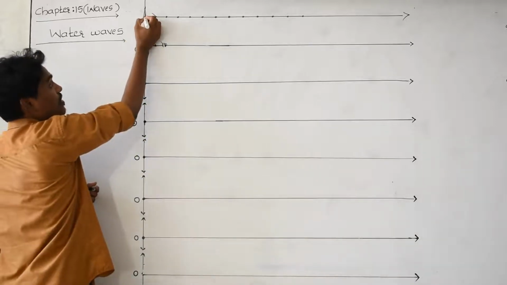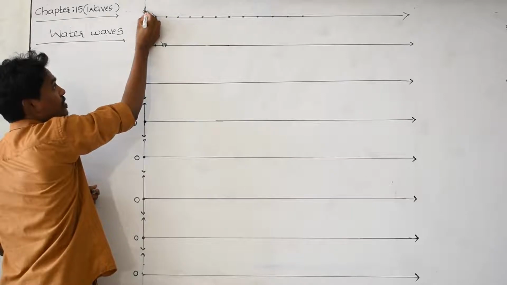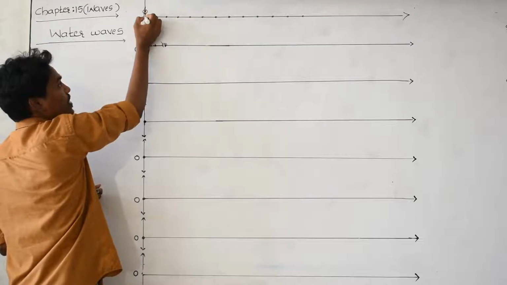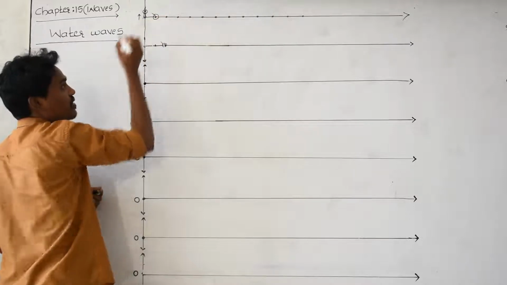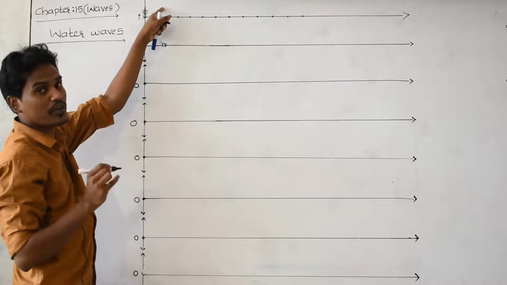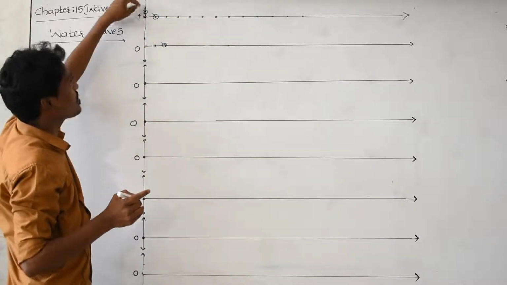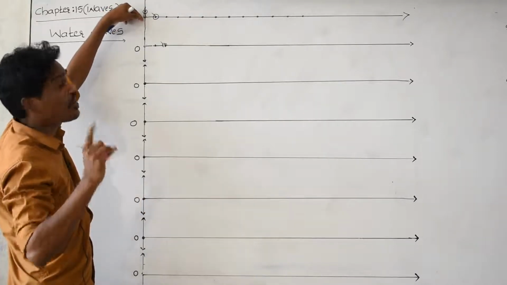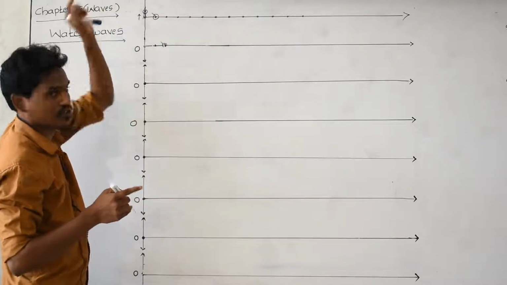This water particle is moving to this point. What is the reason? It is disturbed by the stone, that's why it is moving up. And the second water particle is at rest. It is not moving upward, because only the first particle is disturbed by the stone. The first particle is vibrating, and the disturbance produced by it has not yet reached the second particle, that's why it is at rest.